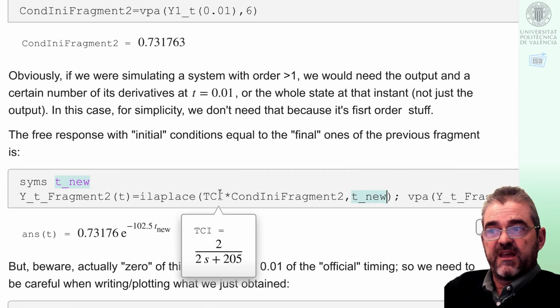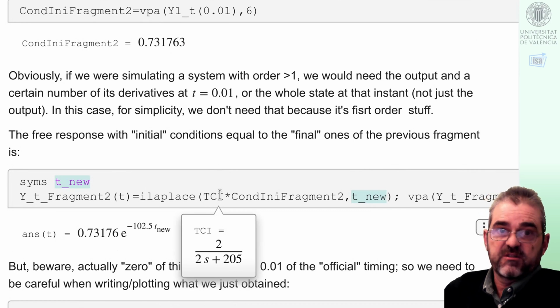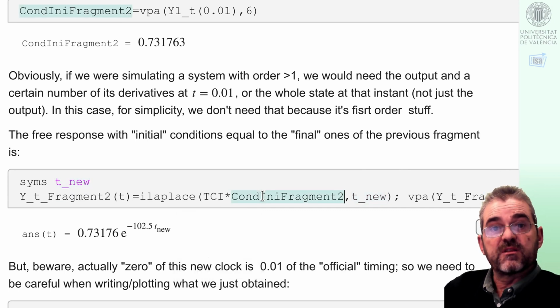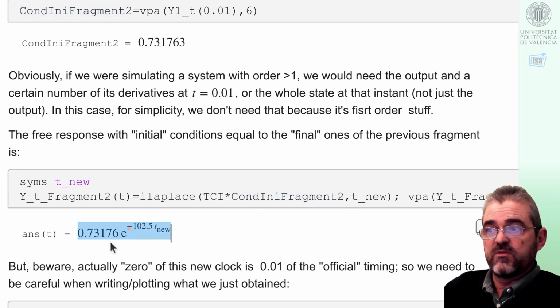Well, we had this stuff, which is not a transfer function because it does not multiply an input, but it's kind of something that has to be multiplied by the initial condition. So this is it. And if I take the inverse Laplace transform, it will of course be this exponential.